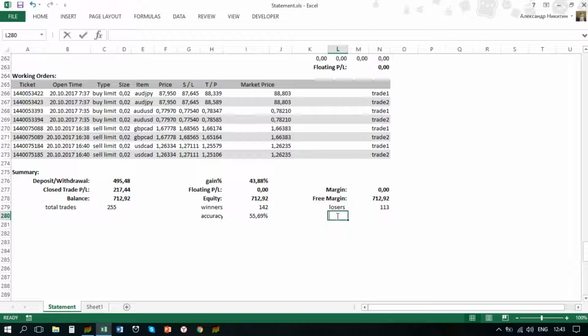And of course, if I calculate the probability of loss, let me type it this way. If I do it this way, 1 minus this percentage, oh, no.